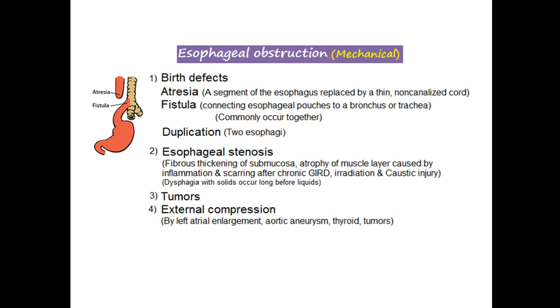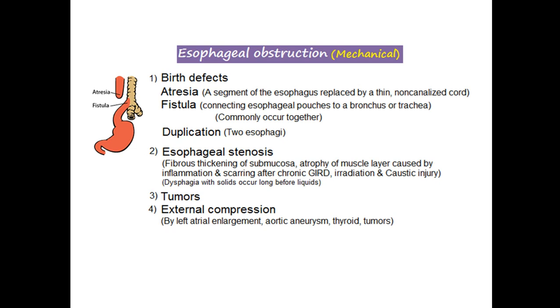Atresia is a condition in which a segment of the esophagus in the newborn is replaced by a thin non-canalized cord. So atresia means absence of the esophagus, and it is being replaced by a thin non-canalized cord.